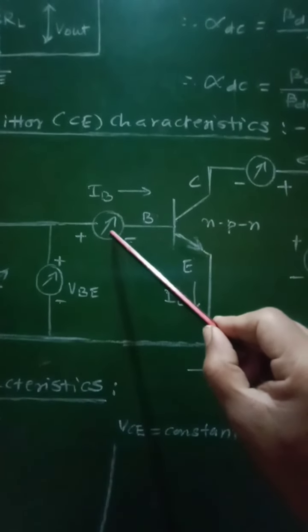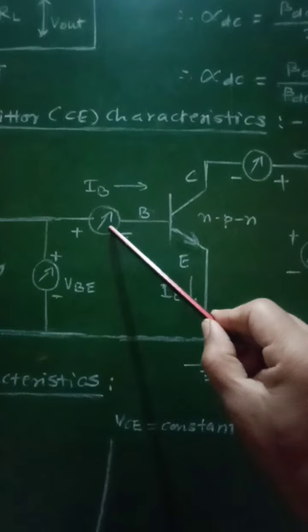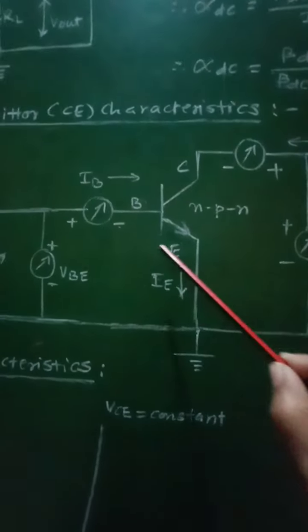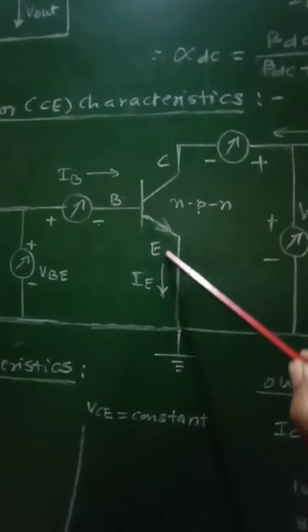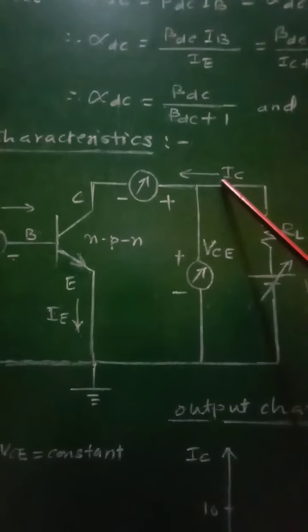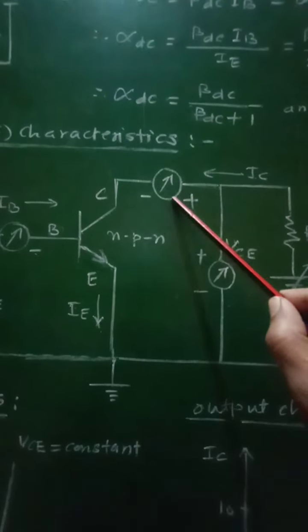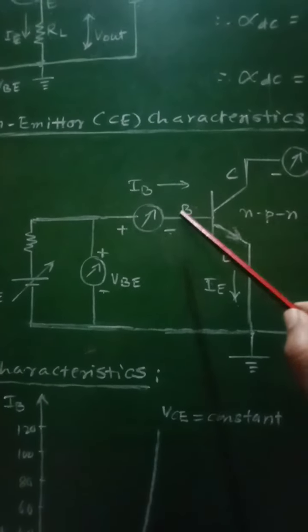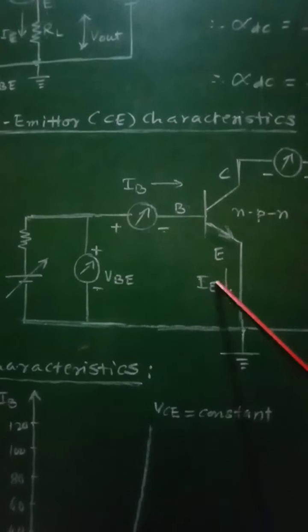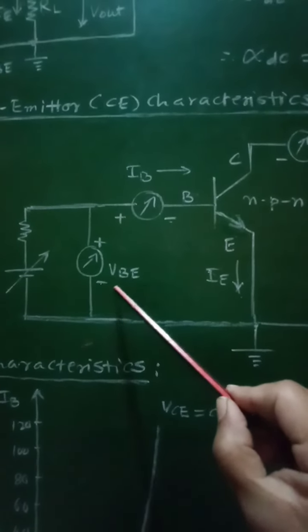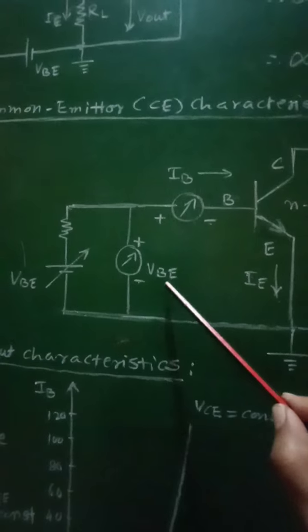Here this will be the base current. It will be measured with the help of this microammeter. Then this will be the emitter current. Here there will be the collector current, which will be measured with the help of this microammeter. Then the input voltage between base and emitter will be measured with the help of this voltmeter, which measures VBE.